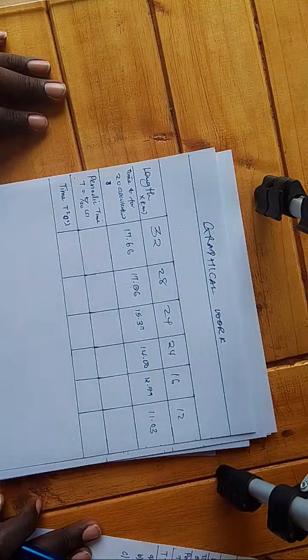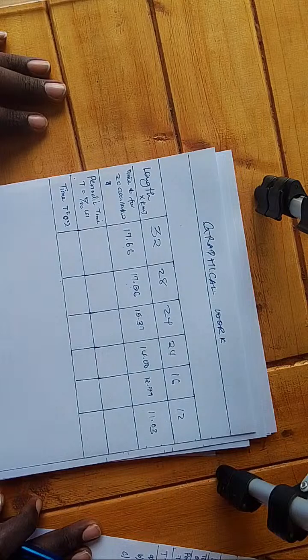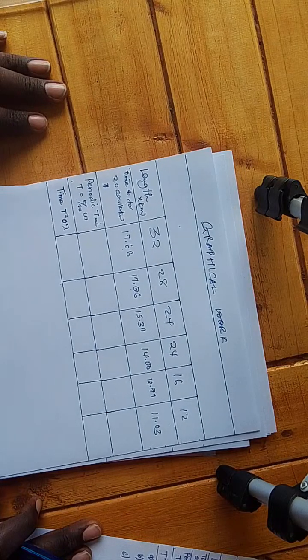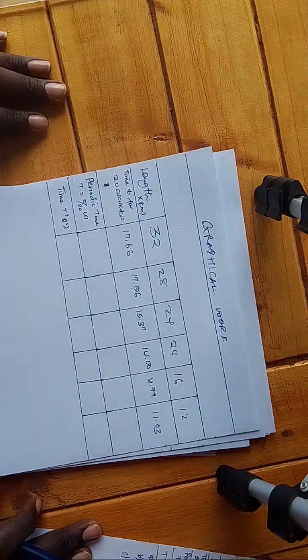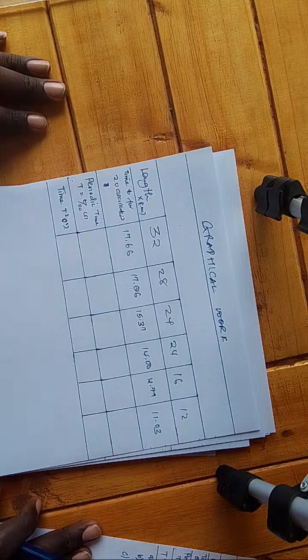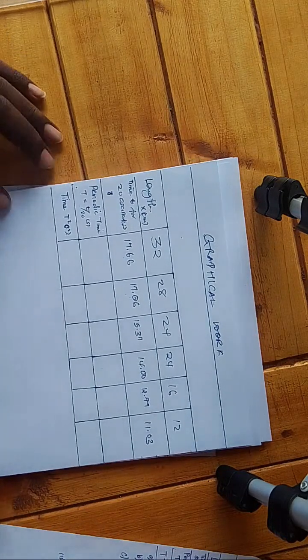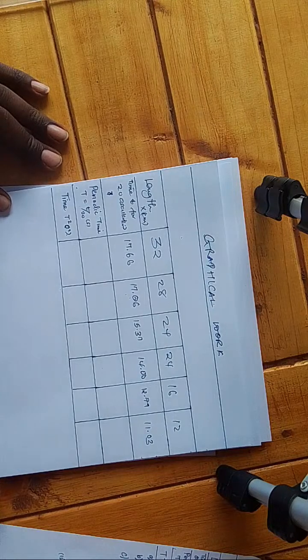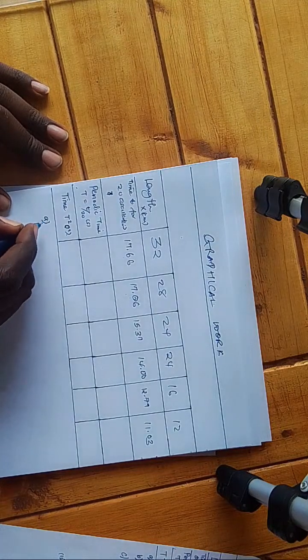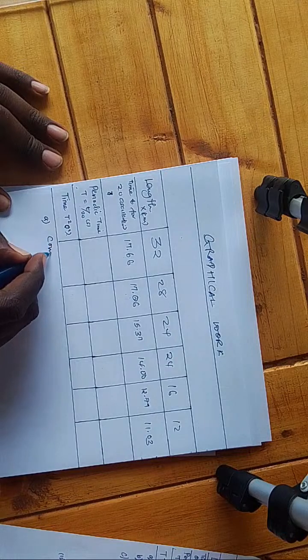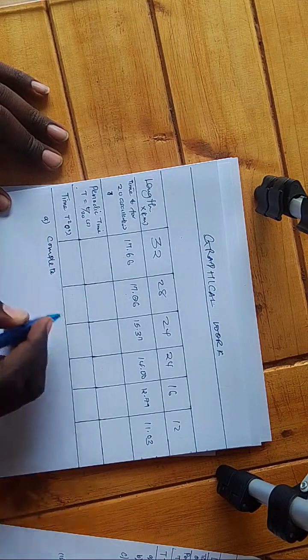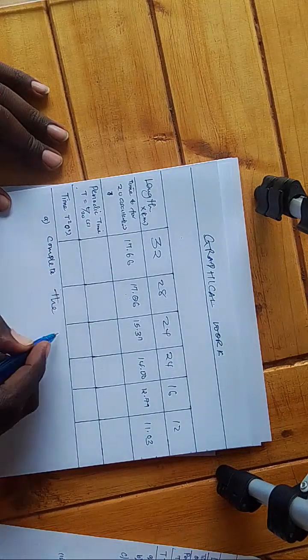With me here is a table that has already been given, where we'll be having length, and time t for 20 oscillations, and we have some missing gaps. Then the first question requires you to complete the table.